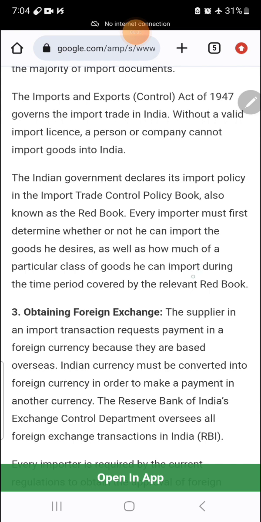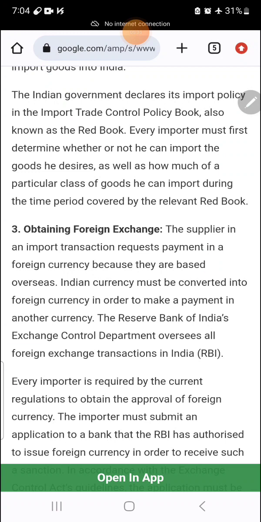Every importer must first determine whether or not he can import the goods he desires, as well as how much of a particular class of goods he can import during the time period covered by the relevant Red Book. So not only do you need to have a license for certain items, there could be a quota on the quantity of the goods that you desire to import. Be careful. 3. Obtaining foreign exchange. The supplier in an import transaction requests payment in a foreign currency because they are based overseas.